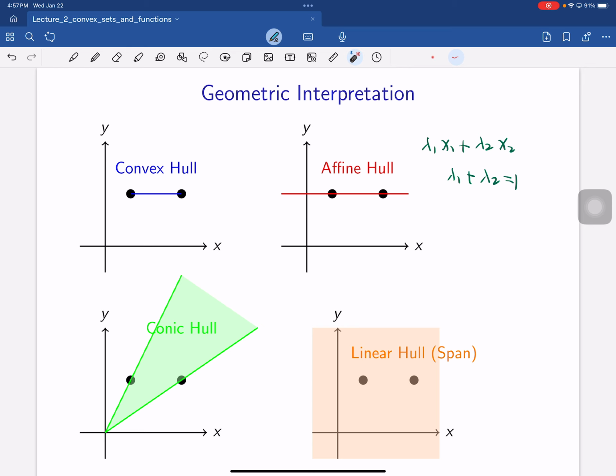And then for the conic hull, remember the definition is lambda 1 x1 plus lambda 2 x2, where lambda 1 and lambda 2 have to be greater than or equal to 0. There is no sum-to-1 constraint. So it will denote this green region here. And the linear hull is simple. You are taking linear combinations of these 2 vectors. Since these 2 vectors are linearly independent, that spans the whole R2. So this picture should tell you intuitively what convex, affine, conic, and linear combinations mean.